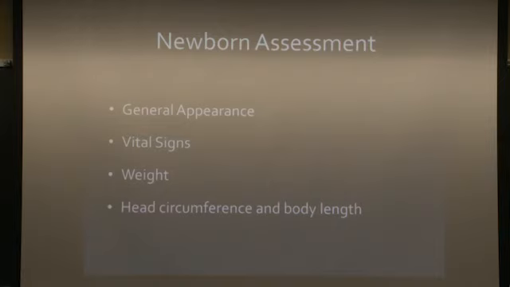A tape measure is used around the widest part of the head to measure head circumference. That's the occipitofrontal diameter. This ranges from 32 to 36.8 centimeters, and that's 12.6 to 14.5 inches. The newborn is placed on a flat surface, and a tape measure is used from the top of the head to the heel to measure body length. The leg is extended as best as you can. Term babies range from 45 to 55 centimeters, and that's 17.7 to 21.6 inches.